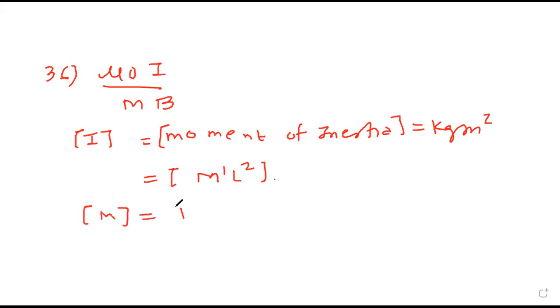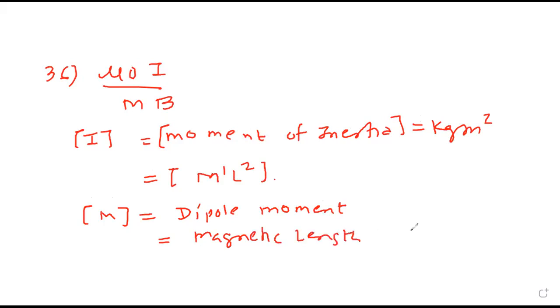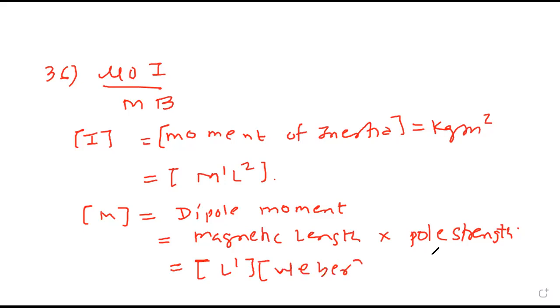Capital M is called the dipole moment. This is defined as the product of magnetic length into pole strength. Magnetic length is L1, and the pole strength unit can also be written as Weber. This is very important. We can also write in Weber. Just copy only this much.